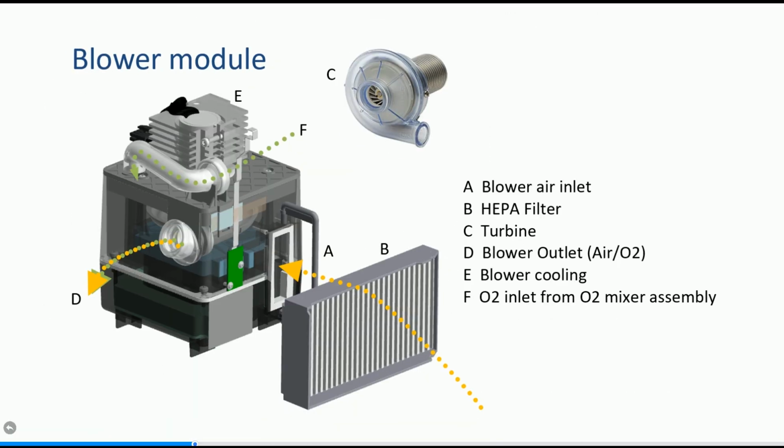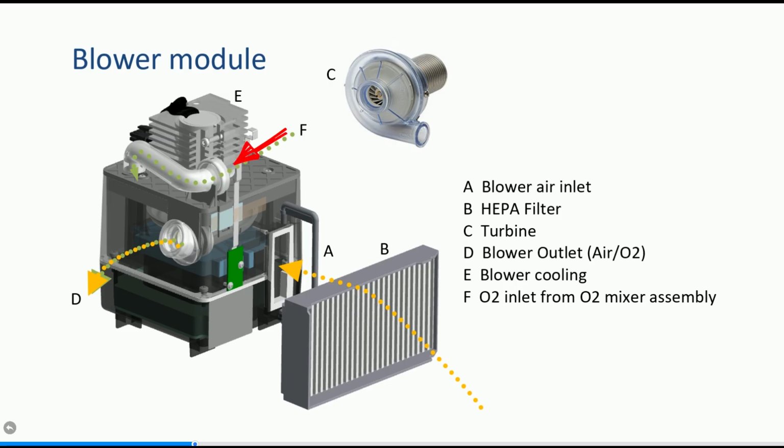The main component of the blower module is the turbine, which is located inside the blower module. The blower module casing dampens the noise from the turbine. The turbine rotates with approximately 60,000 revolutions per minute. A blower cooler is mounted adjacent to the turbine to absorb the heat.